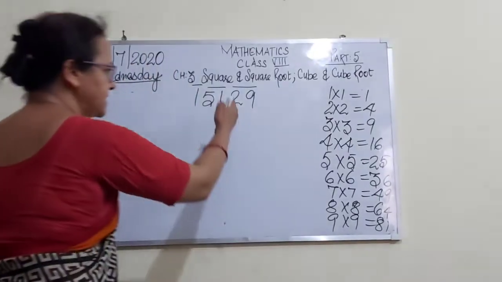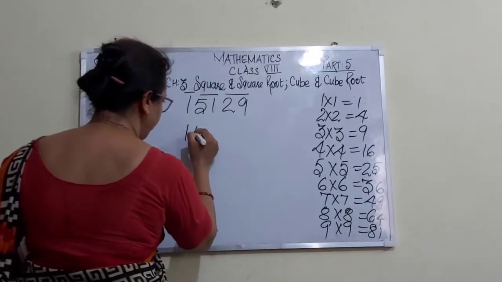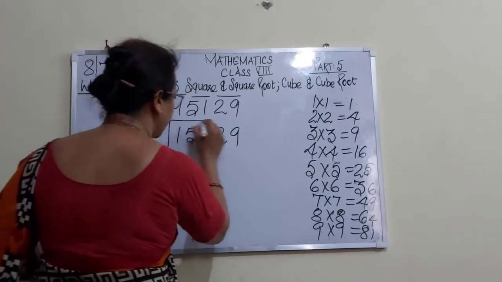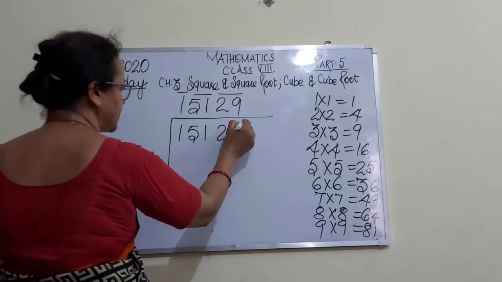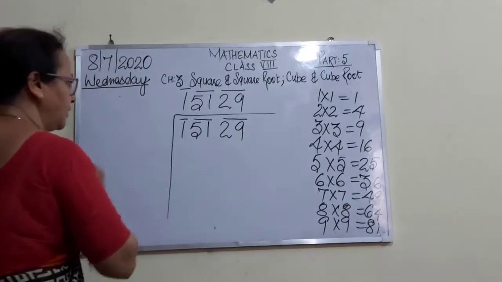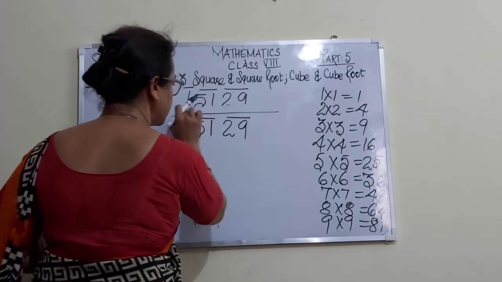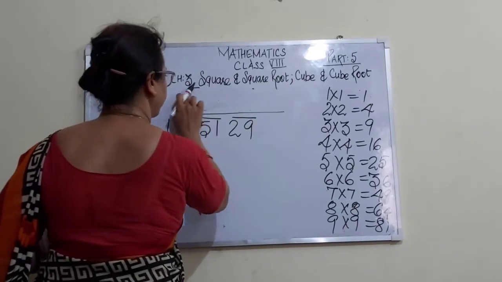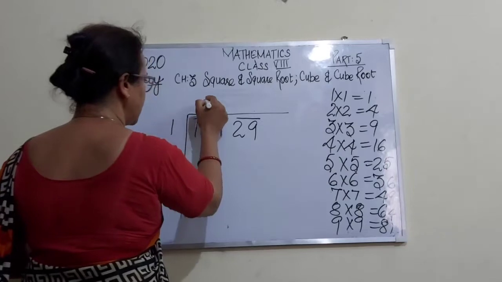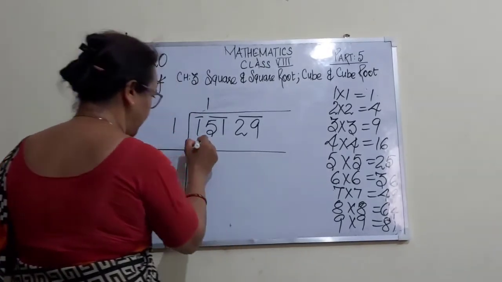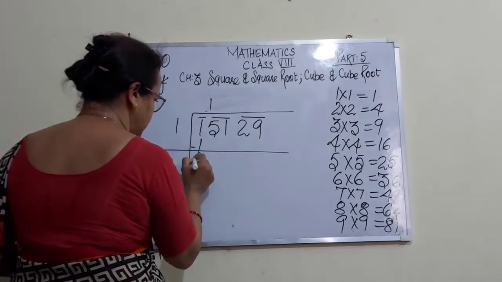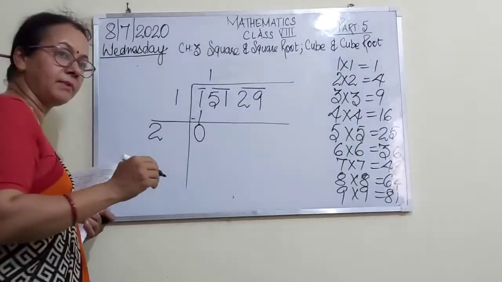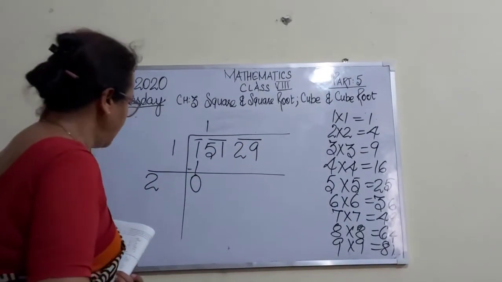Now students, I'll start with the division. I'll show you step by step. I told you to make the groups from right to left. Group means the group of 2. This one is alone. So 1 one is 1, so we have to write down 1 here. 1 minus 1 is 0. Now twice of this number. Twice of 1 is 2, meaning we are multiplying this by 2.